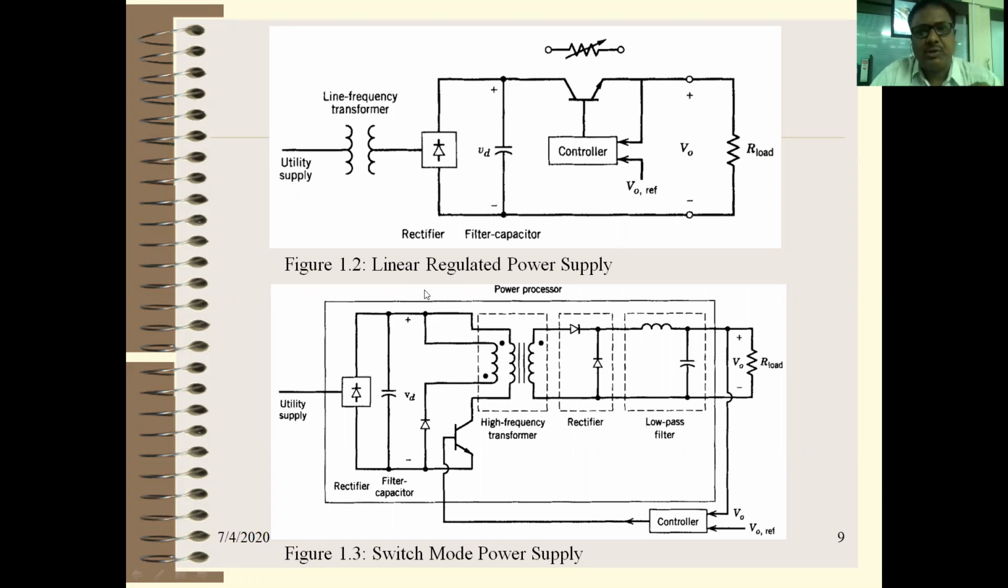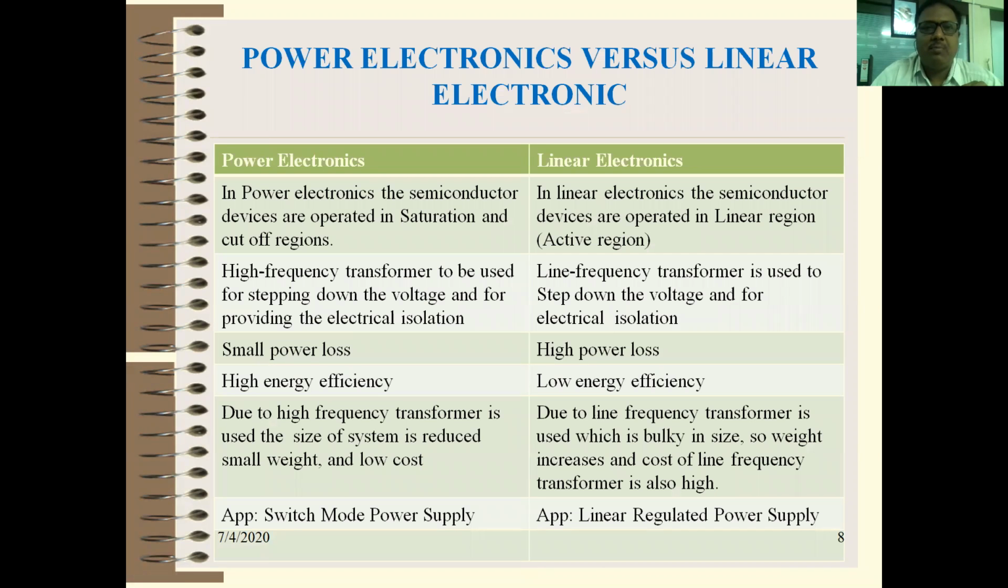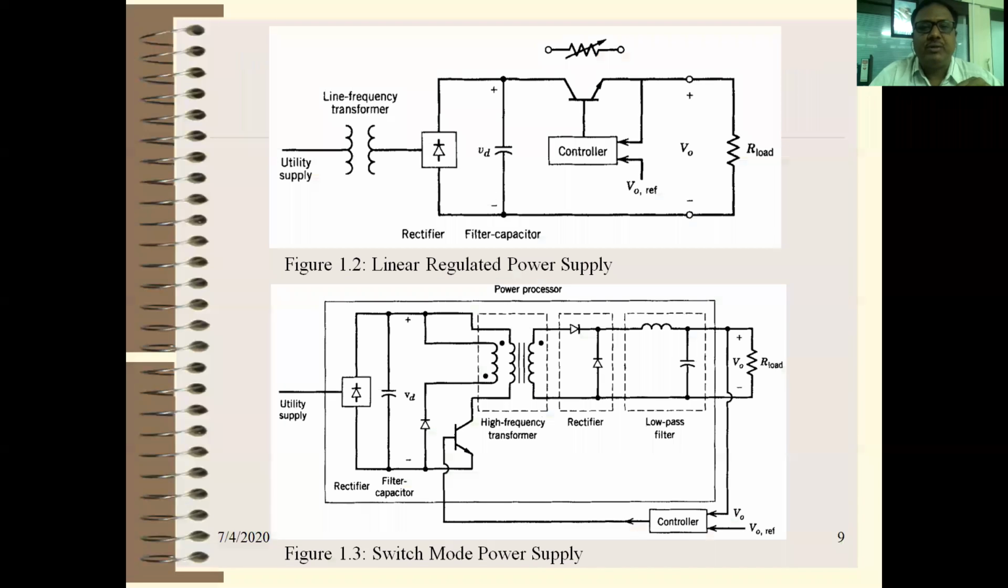In the last lecture, we have seen the difference between power electronics and linear electronics, right? So already we have seen the comparison between power electronics and linear electronics. These two figures I showed in the last lecture. These are examples of a linear regulated power supply, basically linear electronics, and power electronics. That difference we already saw.